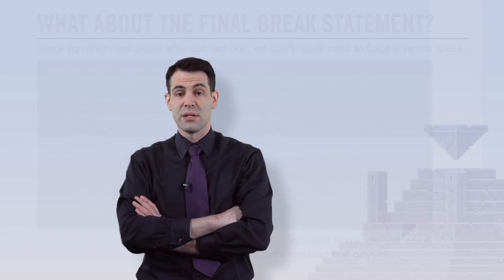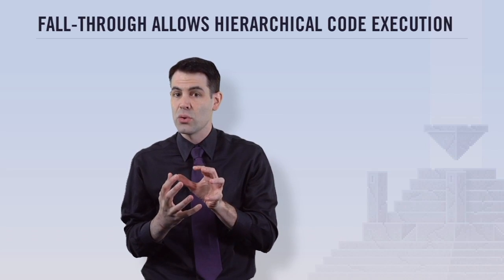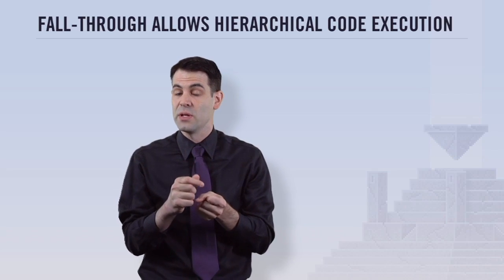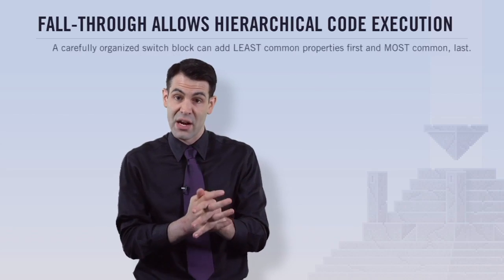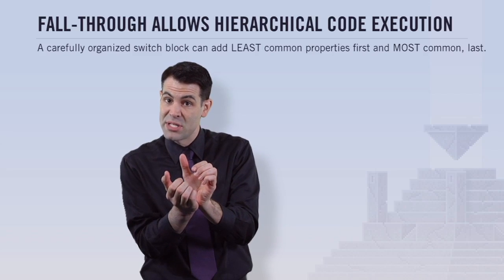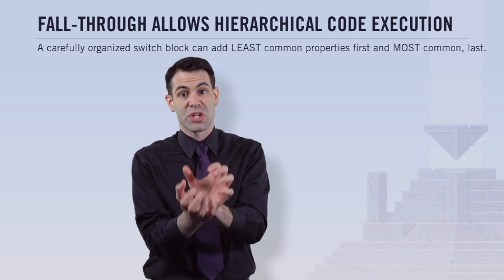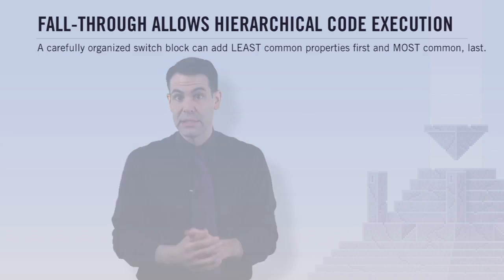A second usage of JavaScript fall through that must be tightly controlled but can still be very useful is that of hierarchical code execution. If you have a very carefully organized block, you can make all of the least common properties be added first and all of the most common properties be added last through the switch block. Let's take a look.